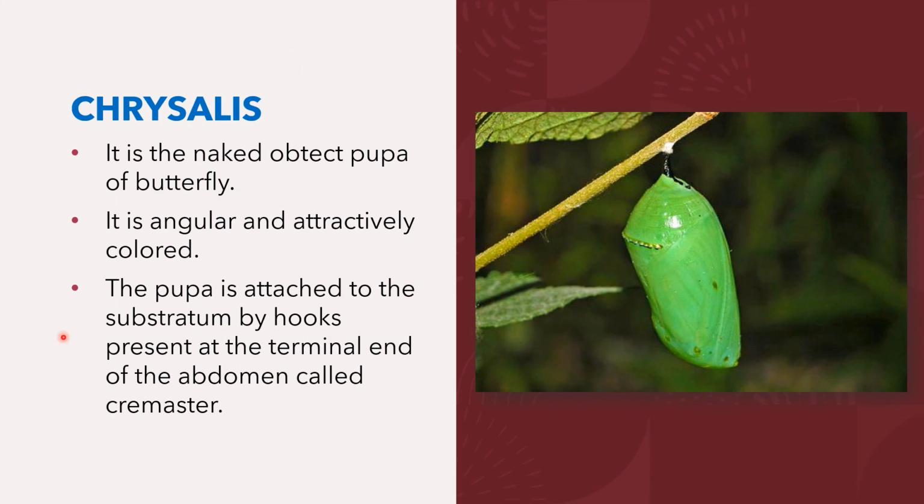An example of an obtect pupa is the chrysalis. The chrysalis is the naked obtect pupa of the butterfly. In terms of its structure, it is angular and attractively colored. And the pupa is attached to the substratum by hooks present at the terminal end of the abdomen called the cremaster. The middle part of the chrysalis is attached to the substratum by two strong silken threads called the girdle.